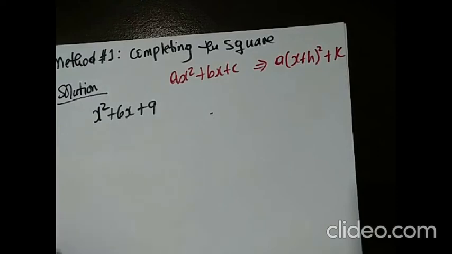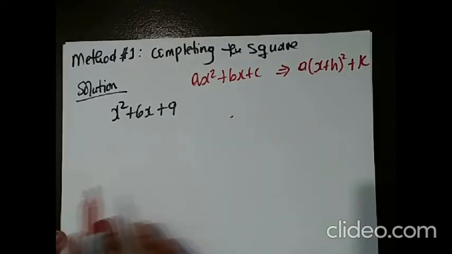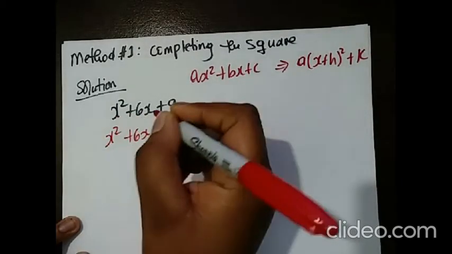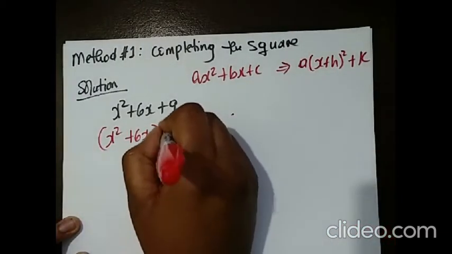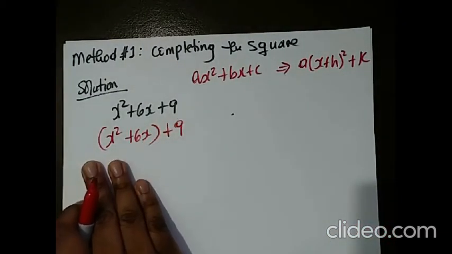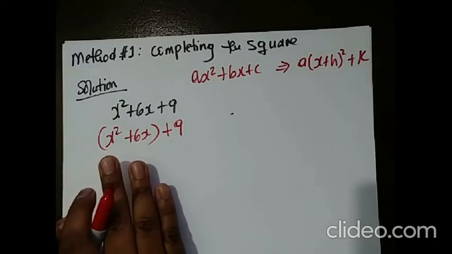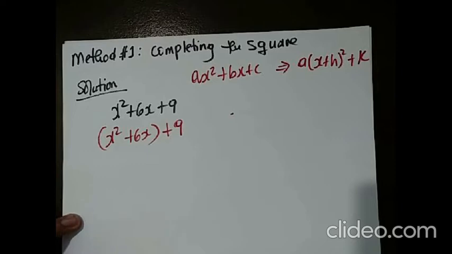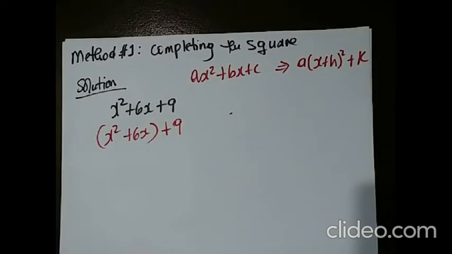Now the first step that we're going to do is to group the terms that have variables. So we have x squared plus 6x, group them, plus 9. After we have grouped, next, if the coefficient of the x squared was not 1, then we would have to factorize. However, in this case, there's no need for us to factorize.